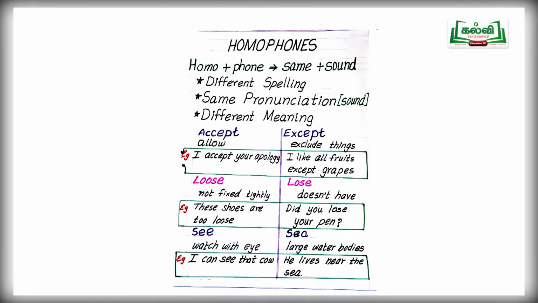Shall we see some examples for it? First one is accept, except. Accept means allow. Example, I accept your apology. Except, exclude things. I like all fruits except grapes. Second one, loose, lose. L-O-O-S-E, loose means not fixed tightly. Example, these shoes are too loose. L-O-S-E, lose, doesn't have. Example, did you lose your pen?